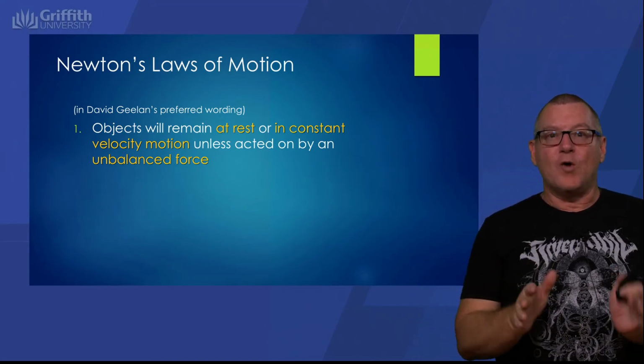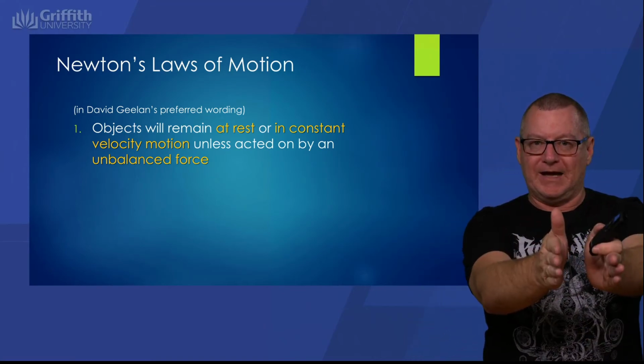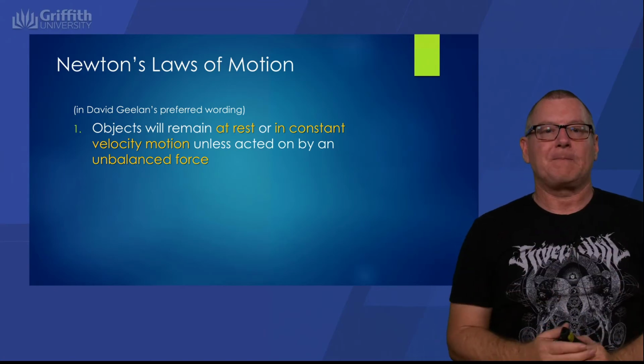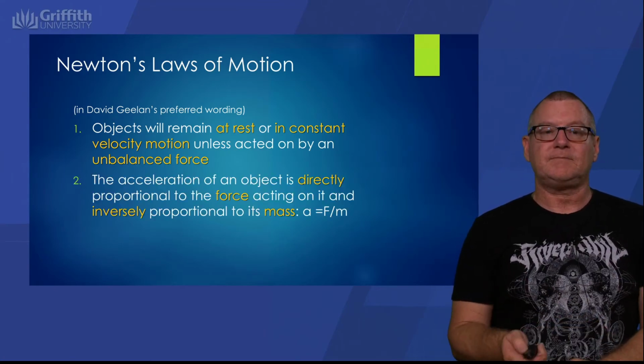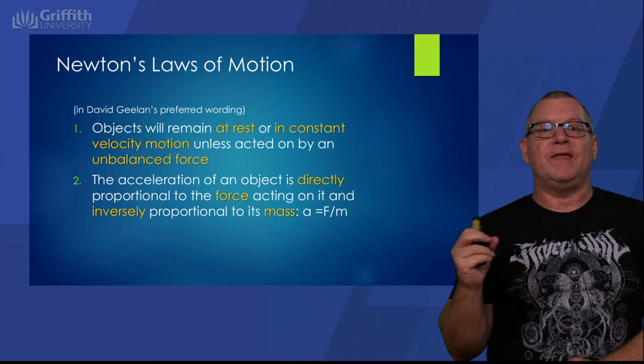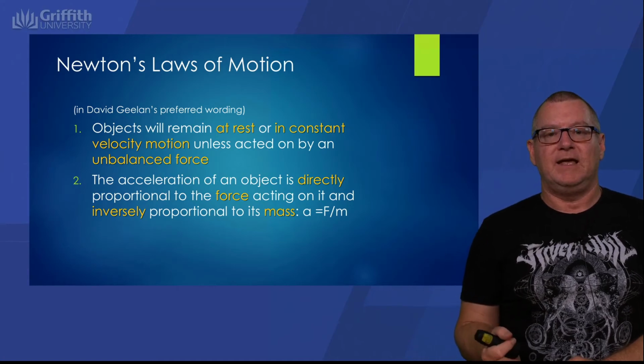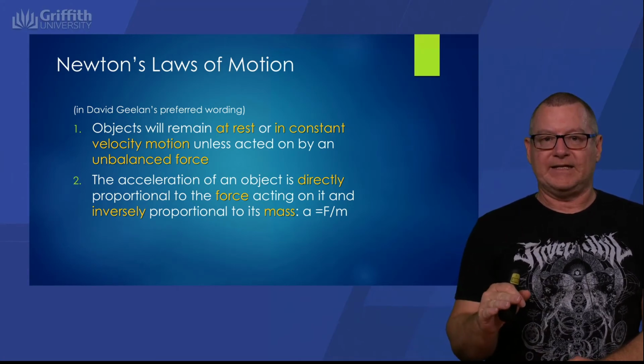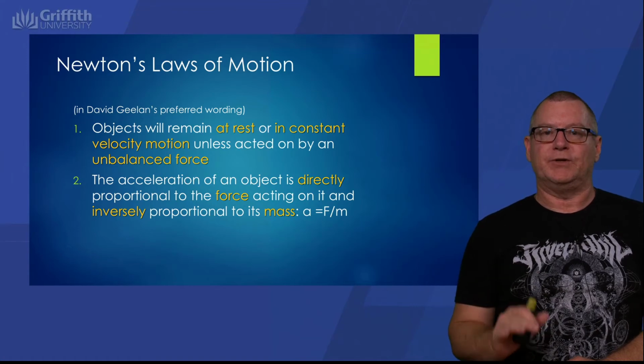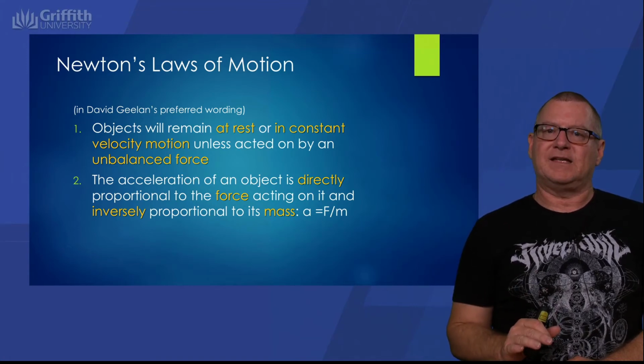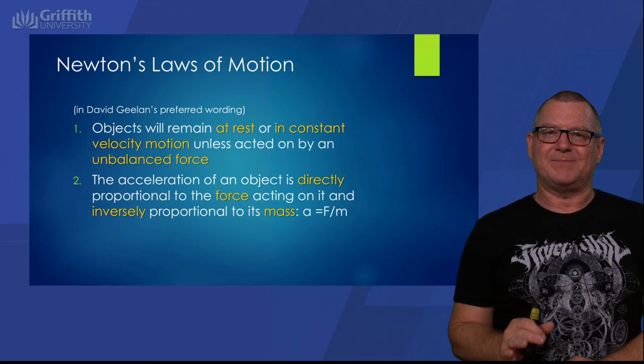But with no forces acting on it, it would keep going in a straight line at the same speed forever. Okay, so that's Newton's first law of motion. Second law: the acceleration of an object is directly proportional to the force acting on it and inversely proportional to its mass. Now, that's some big language, but it actually makes perfect sense.